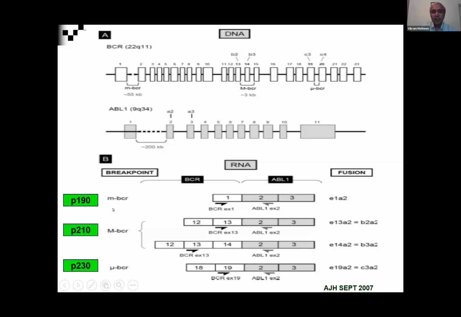As a result, you can easily visualize that P190, when it's the minor BCR, is the smallest transcript, while P210 and P230 are the larger transcripts. There could, of course, be additional isoforms which may not be recognized, and they are very minor variants. But it's important to keep this in mind.